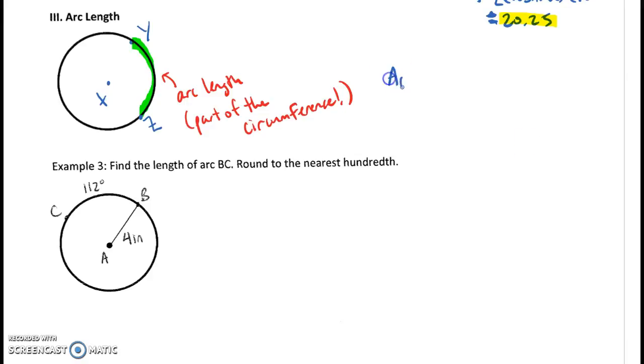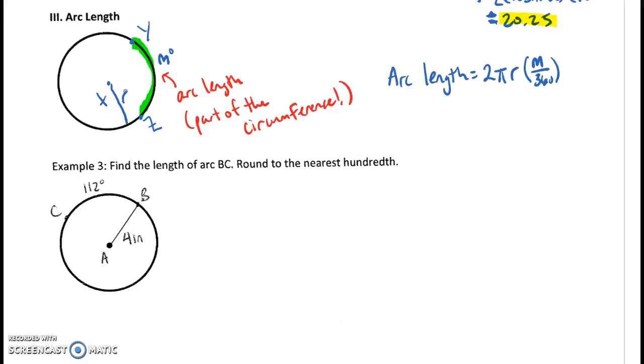So arc length, oops, I can spell length. That's going to equal, again, circumference, which is 2 pi r, times the piece of the circle. So that's still going to be m over 360. So once again, we do need the degree, and we still do need the length of the radius. Okay? So let's go ahead and do one last problem, and we are done.